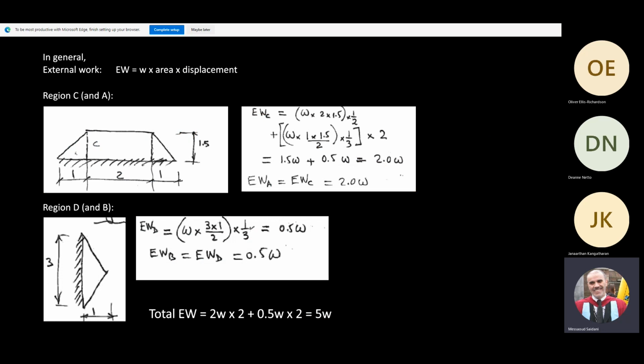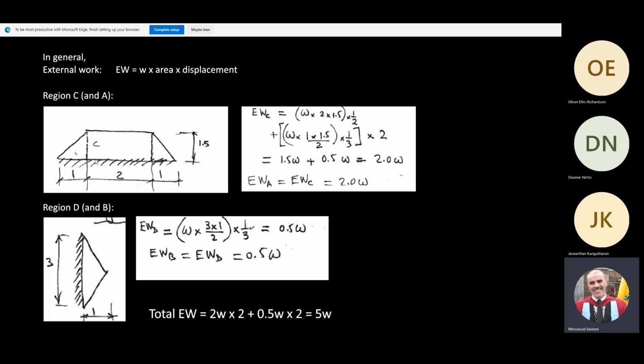Okay. We know that A and C are identical, so I'm going to do it just for one region, A, which is identical to C. And then D and B are identical, so I do it for one region only, all right? And then I multiply by 2. For region A or C, this is region C.